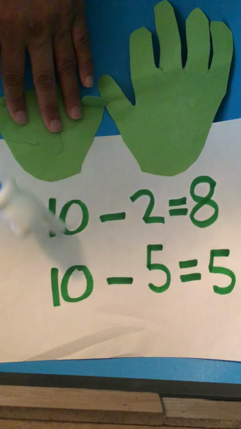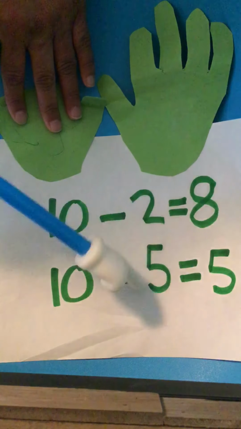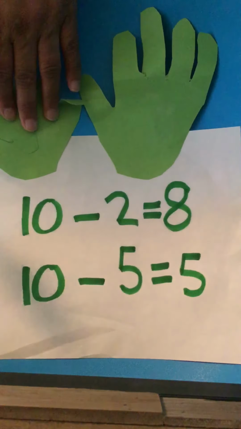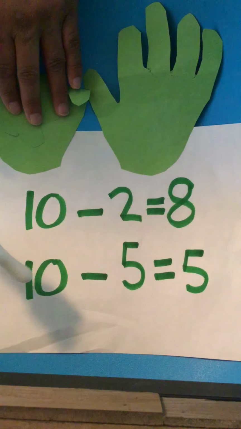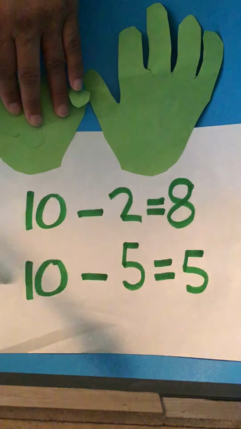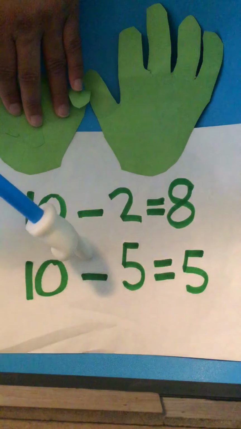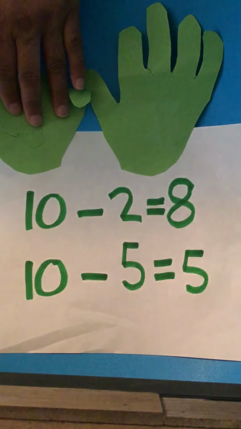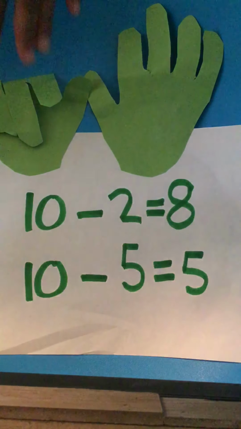You see how we're decomposing from 10? We always start at 10, and then we just take away, and then we have how many are left. Let's read this one together. 10 minus 5 is 5. 10 take away 5 equals 5. There's two ways to say it. That's why I used both.